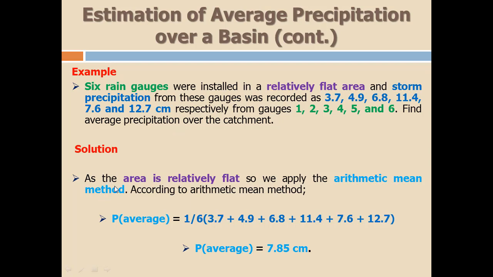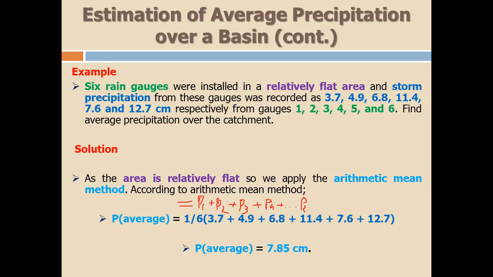So in the solution, we will just put the formula of the arithmetic mean method, and then we will expand the formula up to n equal to 6, meaning for 6 gauges. So if we expand this for 6 gauges, we will get the formula like this. P average will be equal to P1 plus P2 plus P3 plus P4 plus so on, and the last will be P6.